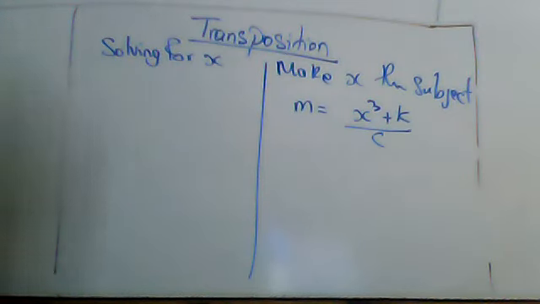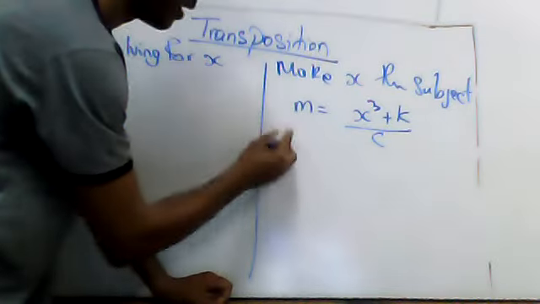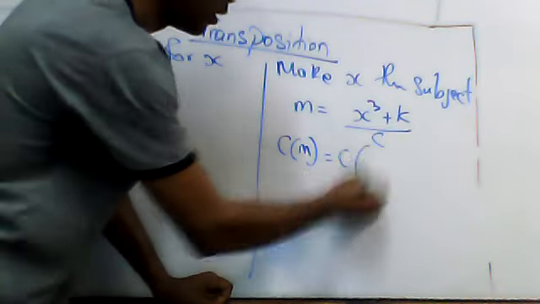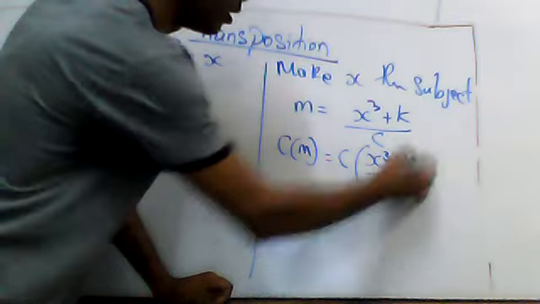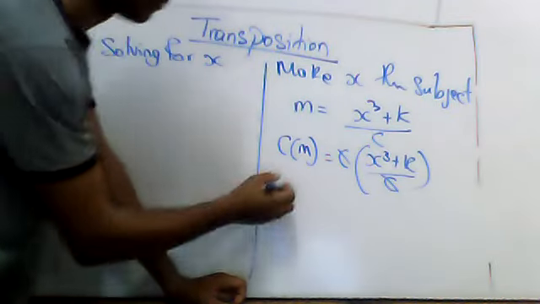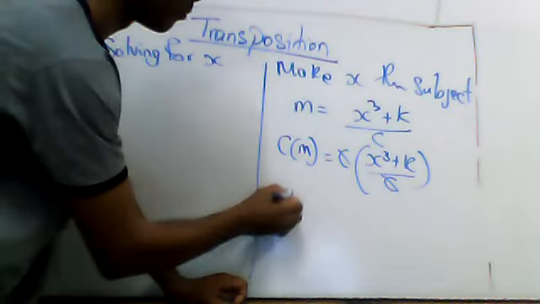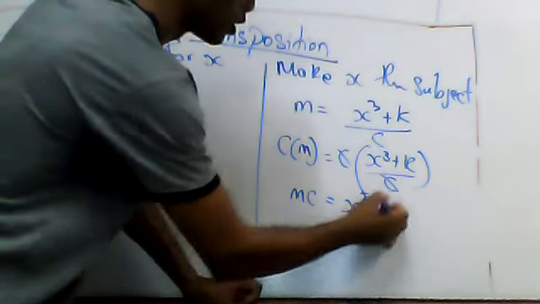So you go multiply by x. So we're going to multiply everything by the LCM. So we're going to have c times m being equal to c times x cubed plus k all over c. So this c is going to cancel that c. So right here we can put cm or we can put mc, same thing. So mc is equal to x cubed plus k.